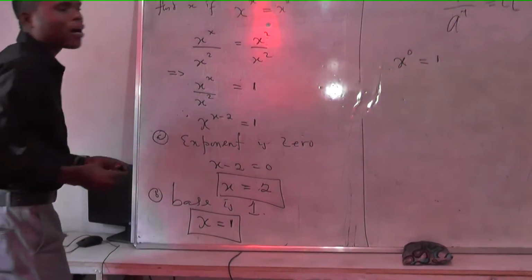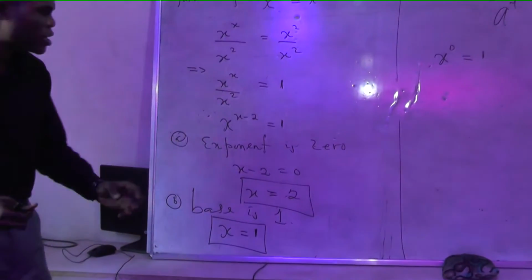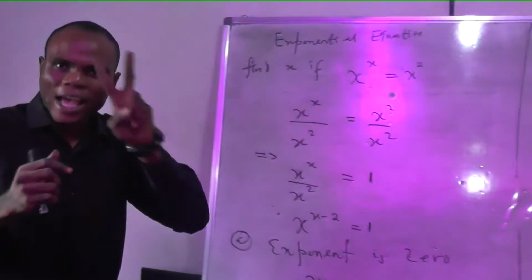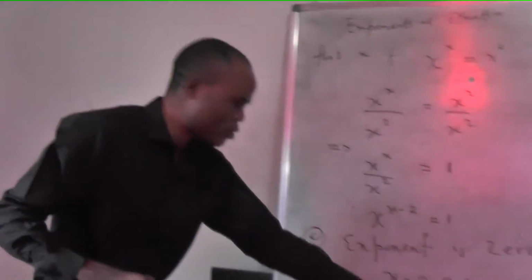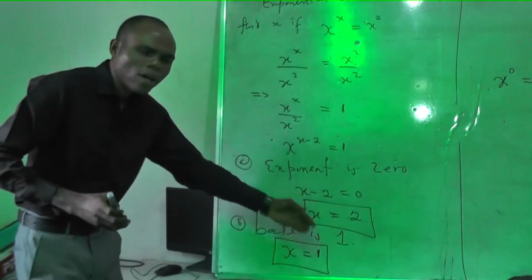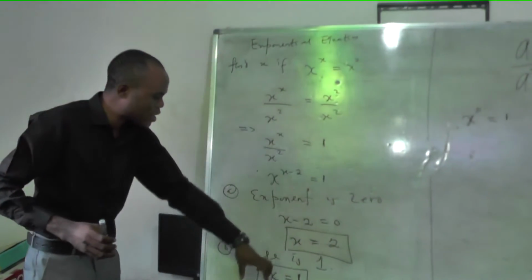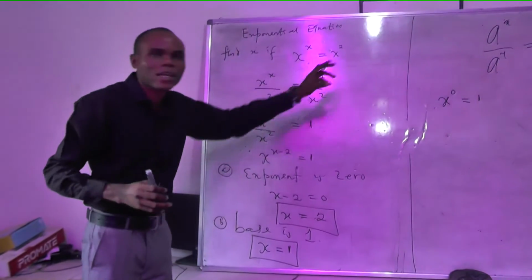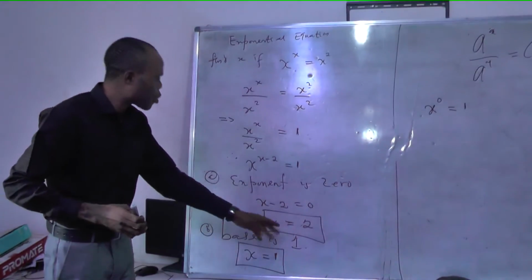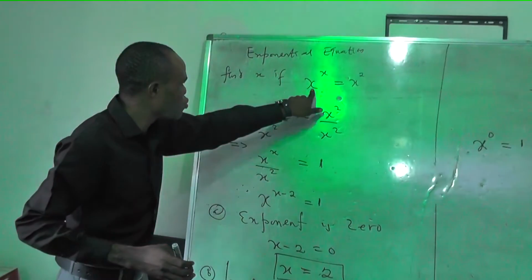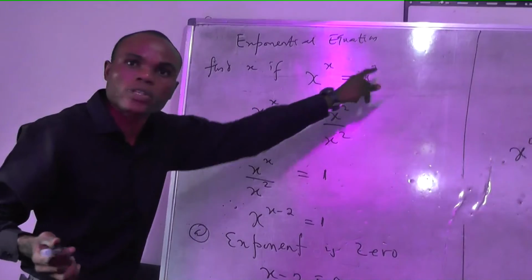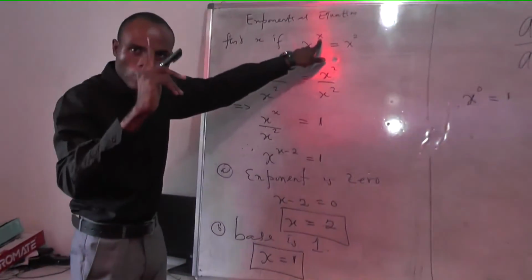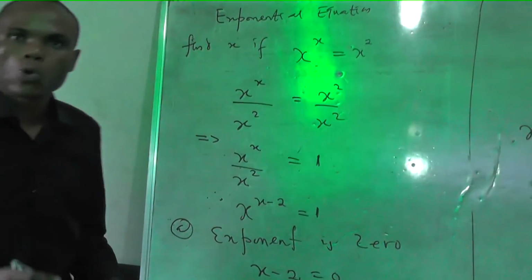So here is another solution to x, which means this equation has two different roots. It's either x is 2 or x is 1. If you plug in either of these values, you will see that both satisfy the equation. Let us plug in 2: 2 to the power 2 is 4, and this is also 2 to the power 2, which is 4. That satisfies the equation. If you plug in 1, that is 1 to the power 1, which is 1, and 1 to the power 2, which is also 1.